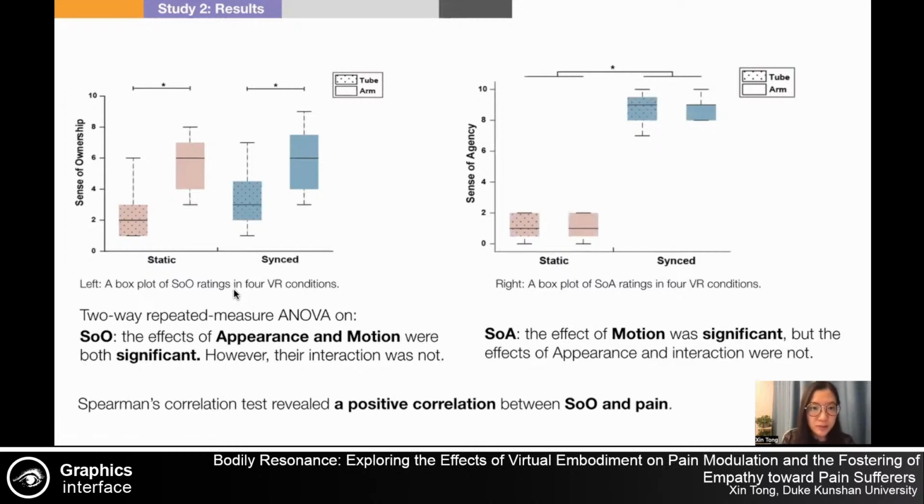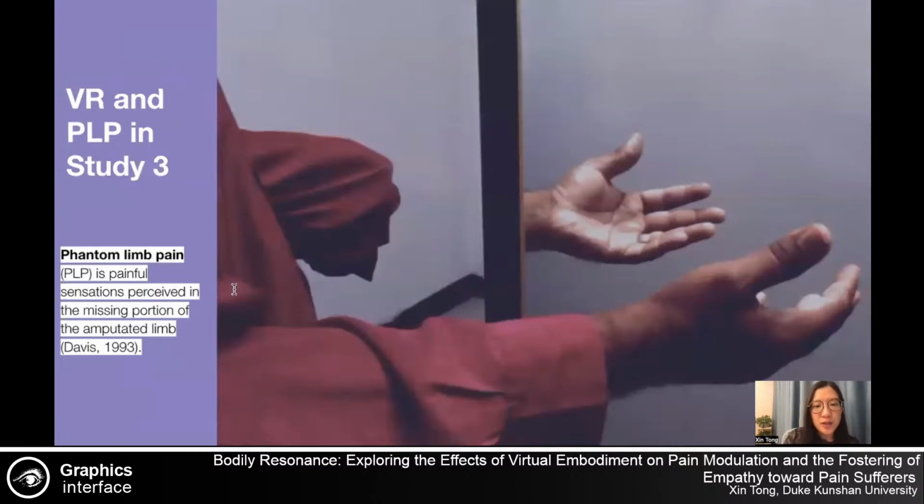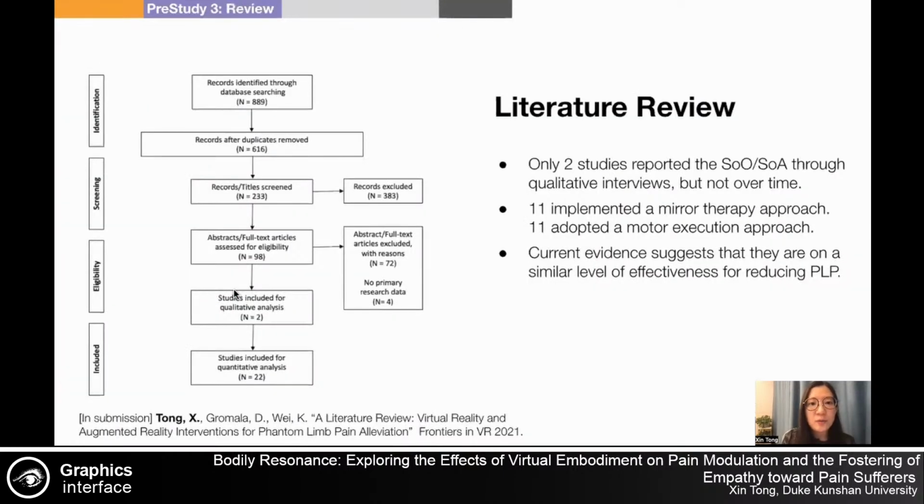So after CRPS patients, I moved on to study phantom limb pain (PLP) patients in the third study. Treating phantom limb pain is a well-known challenge. Using virtual reality for phantom limb pain is a more popular topic than for CRPS pain. So there are some existing studies, and I first conducted a systematic literature review to understand the landscape. In total, I identified 22 papers and found that ownership and agency were in general under-investigated in all of the studies.